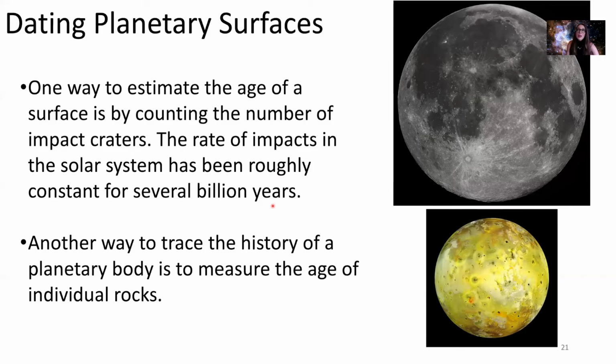Okay, so if we observe the moon, parts of the moon that have more impact craters are parts of the moon that are older than the parts of the moon that have less impact craters. Okay, that's what that means. Or if we observe Mars, parts of Mars that have more impact craters should be a part of Mars that's older than other parts of Mars that don't have as many impact craters.